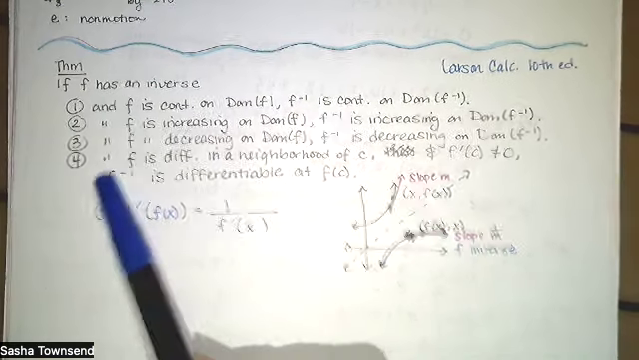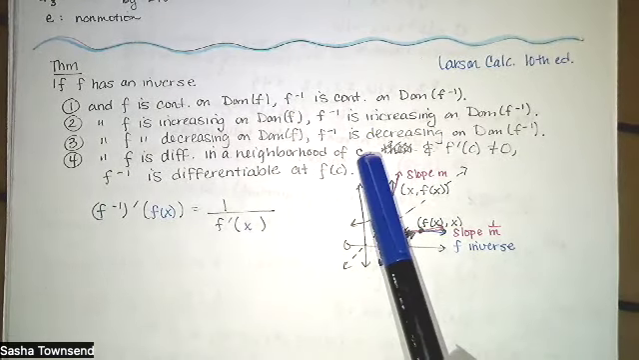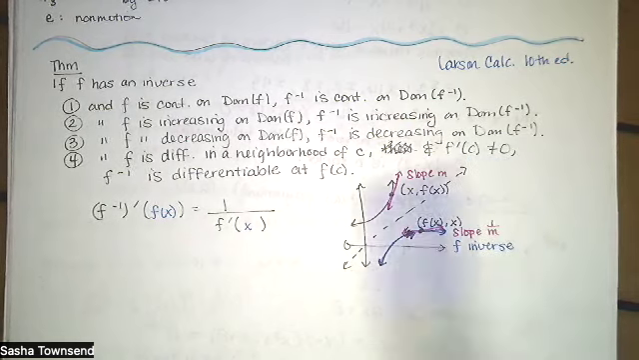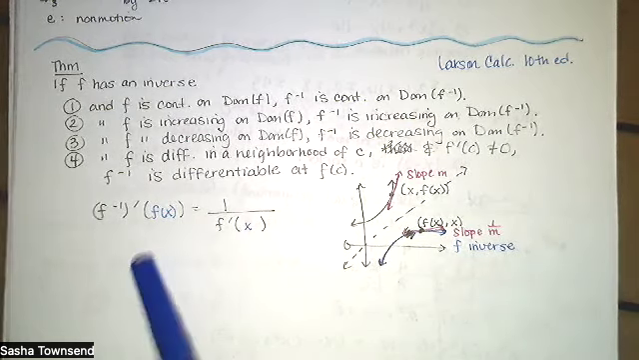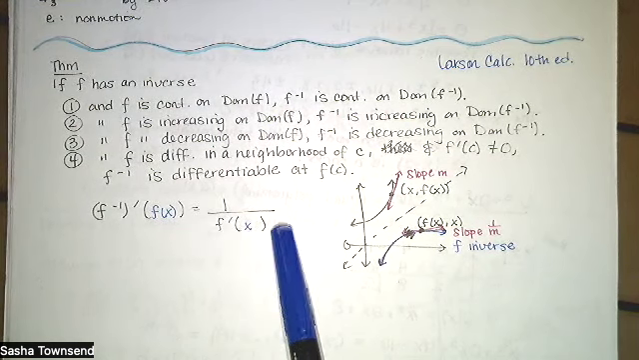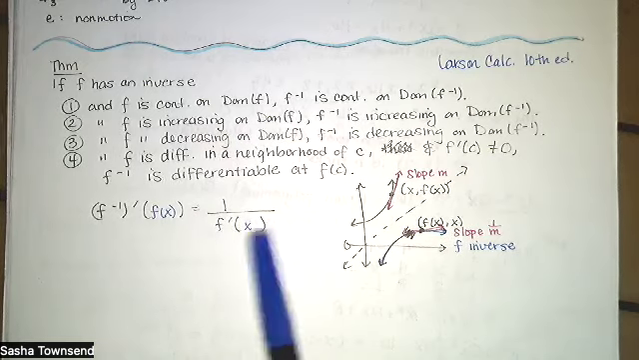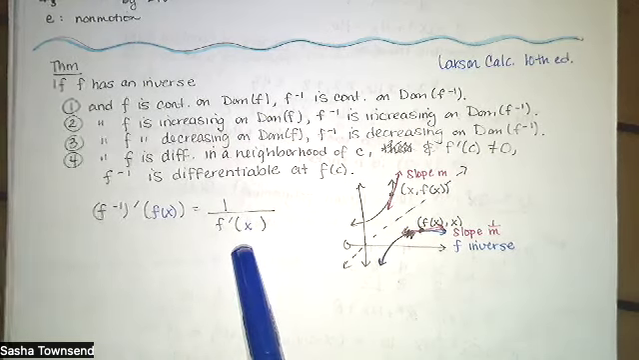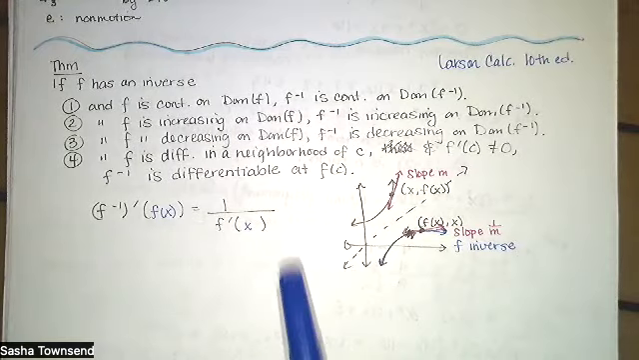And that's what this says. It says if f is differentiable in the neighborhood of c and f prime of c is not 0, then f inverse is differentiable at f of c. So they're just plugging in c for x here. They're just saying as long as this isn't 0 and this derivative exists in some neighborhood around that x value, then you're good to go. Then this derivative is equal to this.